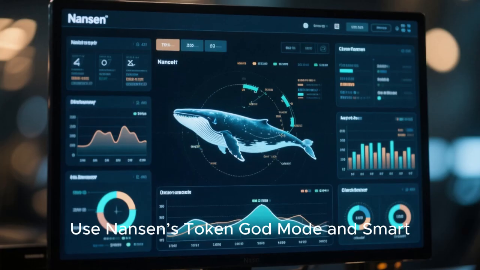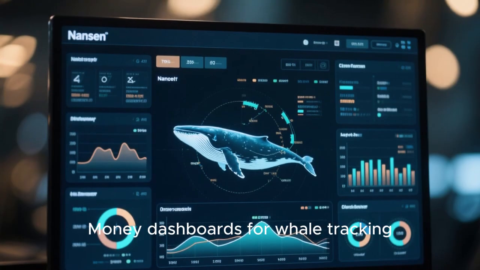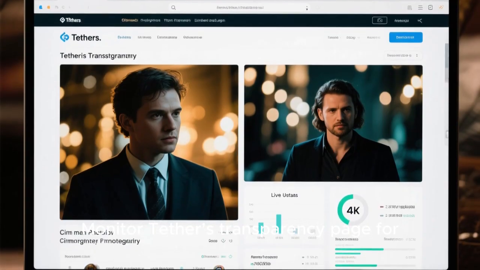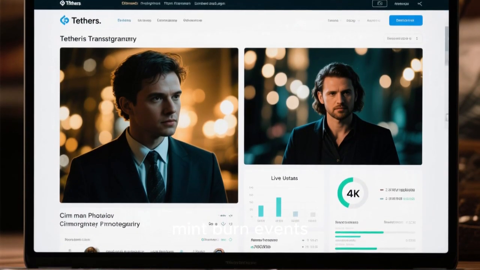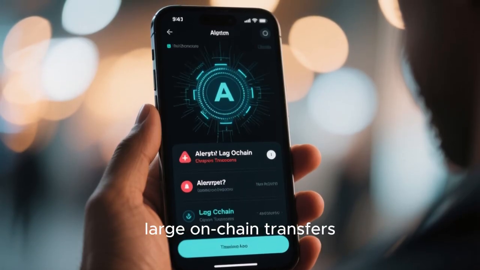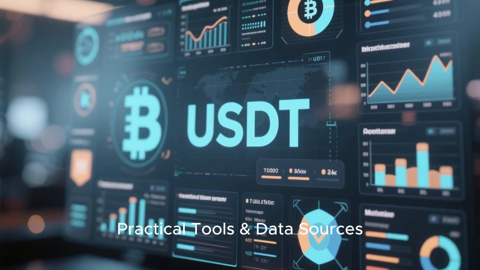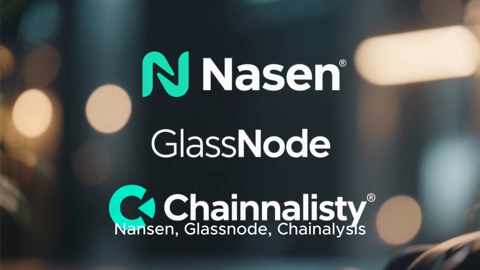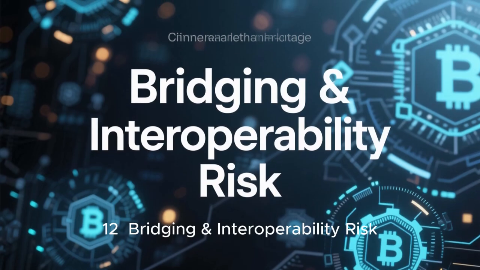Verification methods: use Nansen's Token God Mode and Smart Money dashboards for whale tracking. Monitor Tether's transparency page for blacklisted addresses and mint and burn events. Set up alerts for large on-chain transfers. Practical tools and data sources: Nansen, Glassnode, Chainalysis, and Tether's transparency page.